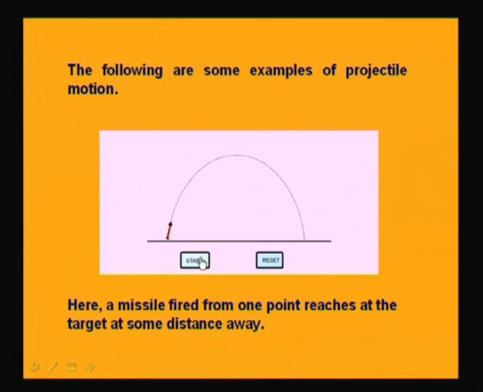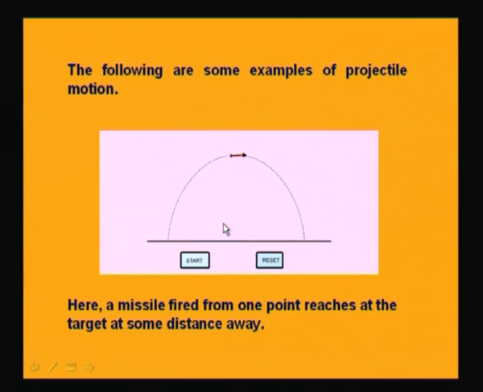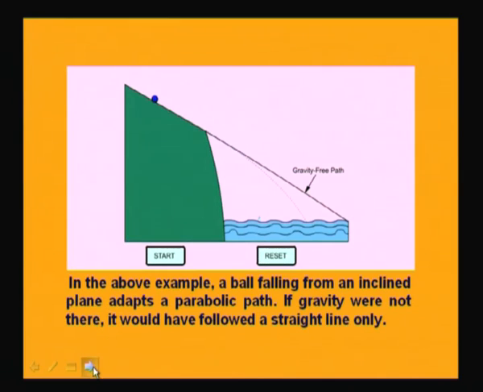Now suppose we have got a missile, starting from one point. I am starting the animation, see, the missile is going, and now it is reaching the top, then it is falling down. Play it again. It is going, reaching the maximum height, coming down again. If we know our target, then we must properly know at what velocity and what angle I should project the missile so that it properly falls on the target. Here a missile fired from one point reaches the target at some distance away.